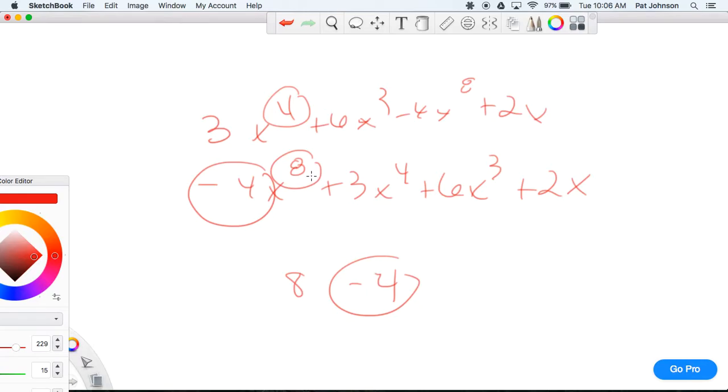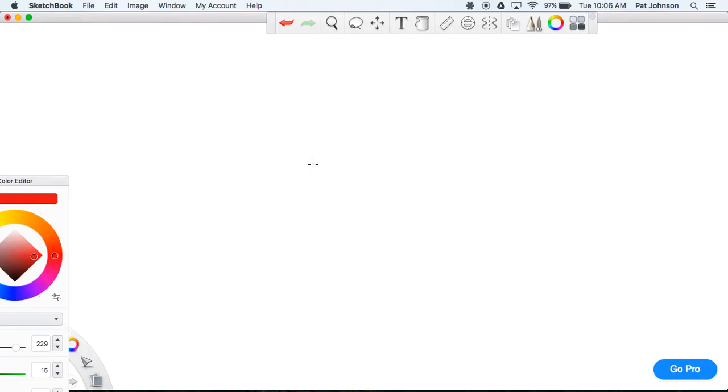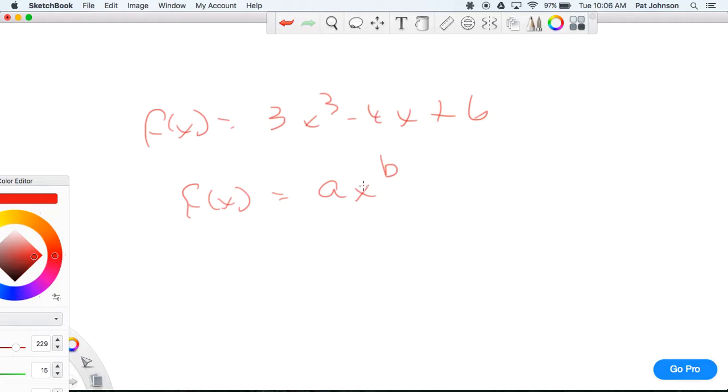All right, so let's move on to our next vocabulary. A polynomial function is just a fancy word. It says it's a continuous function that can be described by a polynomial equation in one variable. For example, f of x is equal to 3x cubed minus 4x plus 6. It's one variable, it's a polynomial function, and it's called a cubic because the highest degree is 3. The simplest form of a polynomial function is f of x equals ax to the b, where a and b are non-zero real numbers. These are called power functions.